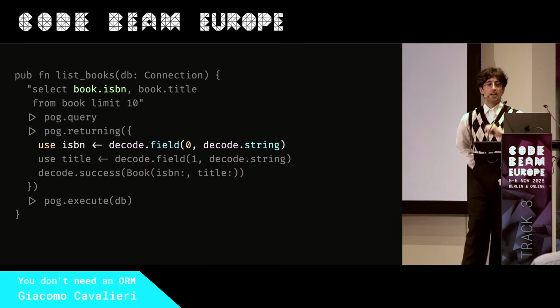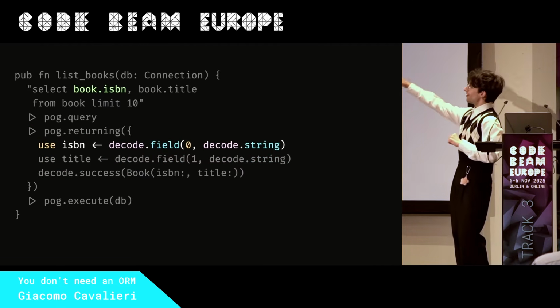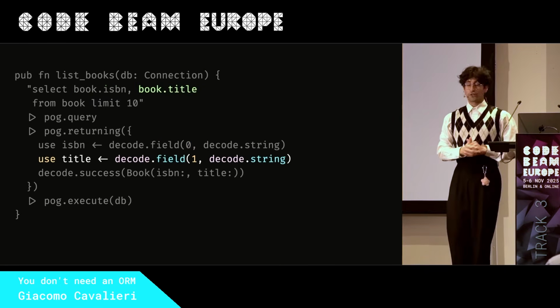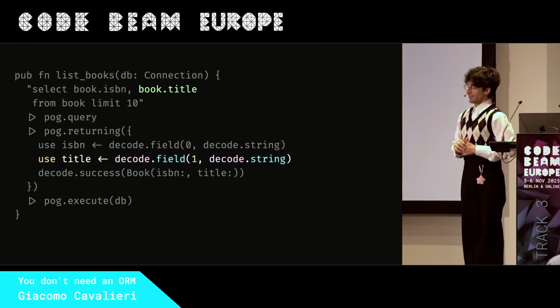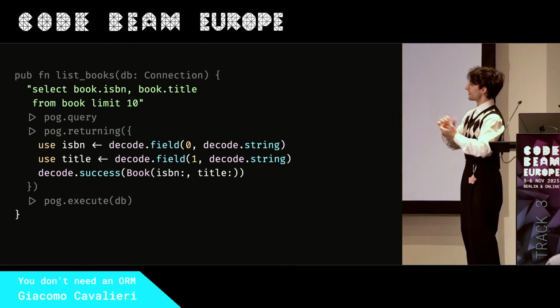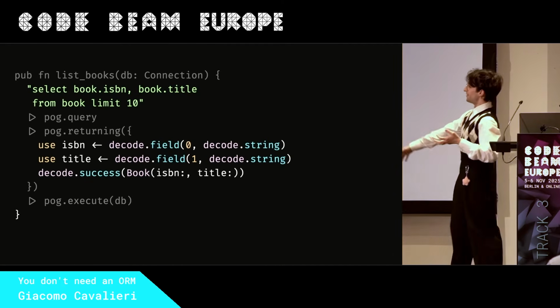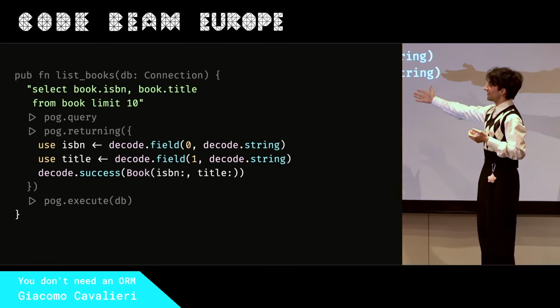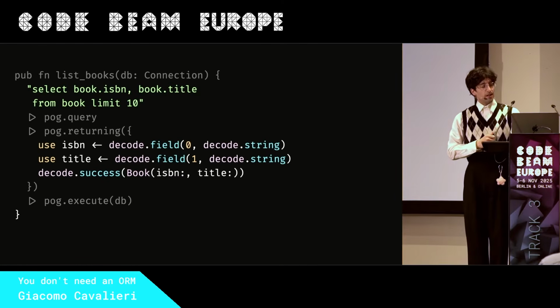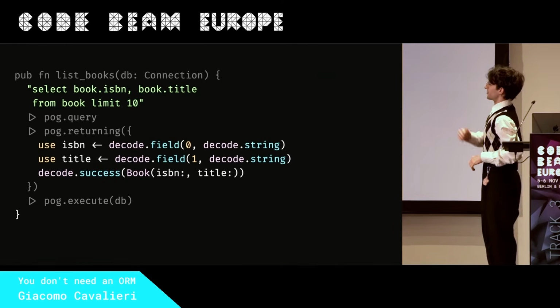And so here, we're telling it that the first column, the ISBN, well, that is a string, and the second one, again, contains strings, the book title. Then, after decoding those two pieces of data, we're using those to build a book. If you're not familiar with Gleam, this is a custom type. You can think of it as a tagged tuple in Erlang or Elixir. And so far, so good. This might look totally fine and reasonable.